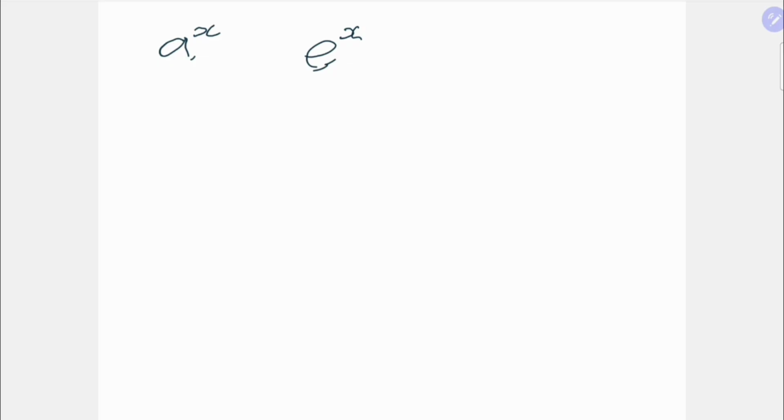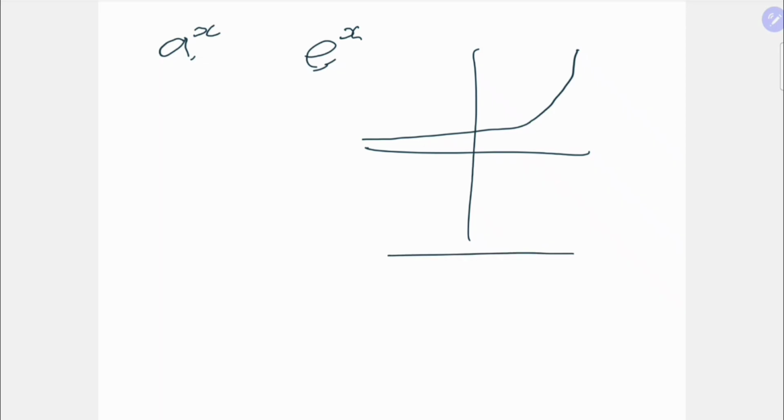So e to the x looks like this. I'll just draw it. You can see that as it travels along the x-axis, it approaches y equals 0, but never touches it. So we can conclude that it has an asymptote at y equals 0.